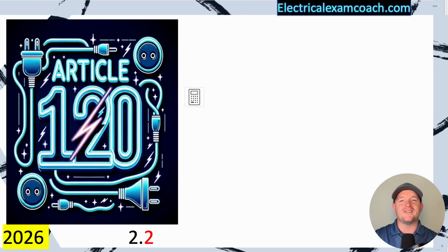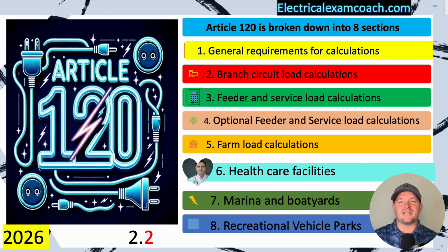Grab your book and head to Article 120. Article 120 is broken down into 8 sections. Part 1 is general, then branch circuits and feeders. This is where we're going to spend most of our time, in parts 1 through 3. But then when we get to part 4, we're going to learn about what is called the optional method for doing service and feeder load calculations.